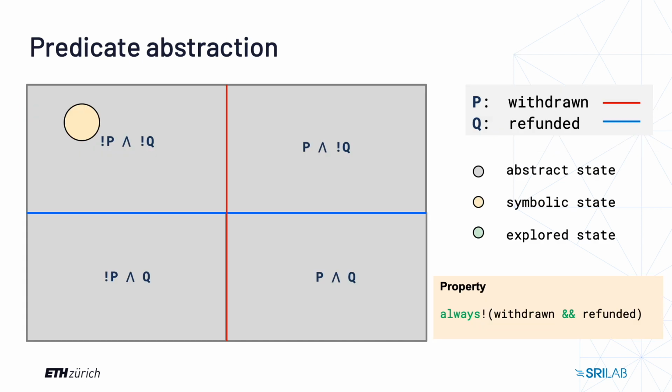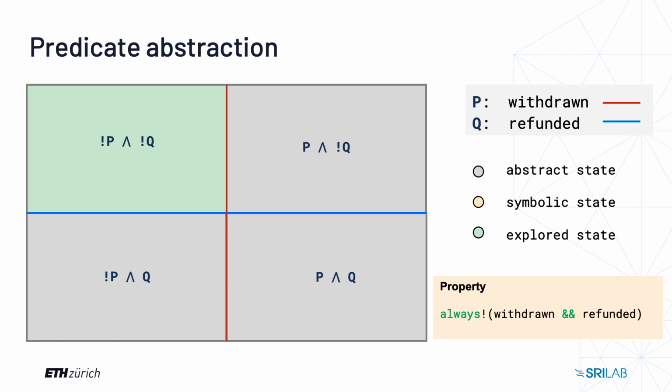Let's visualize our state space and see how predicate abstraction exactly looks like. The gray area you see here is our full state space. 2 lines, red and blue. Our predicate. Red line is predicate P, withdraw. Blue one is Q, refunded. Each predicate line splits the state space into 2 subspaces, one positive and one negative. The lever circle in the top left corner is the initial state space we get after the constructor execution. Abstraction of the initial state yields us not P and not Q state.